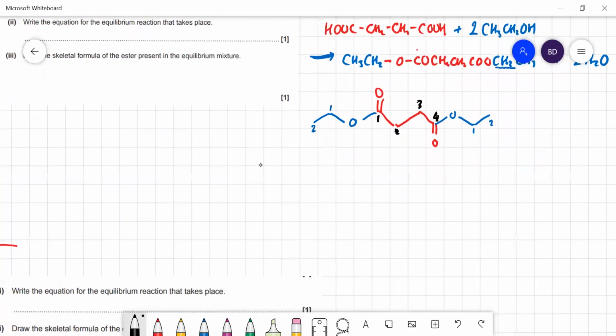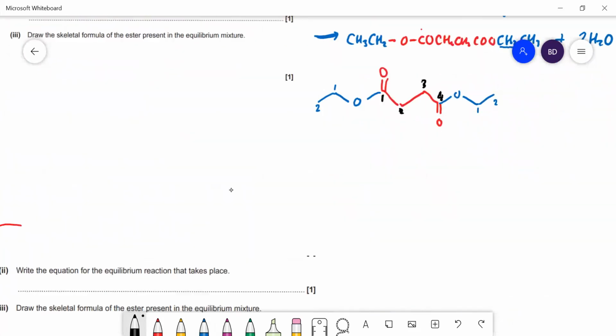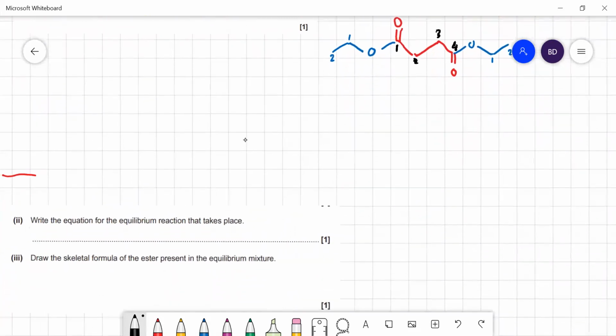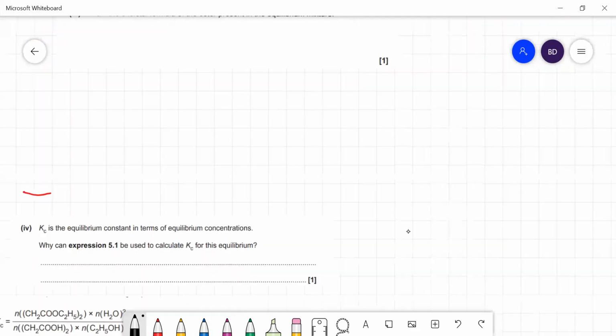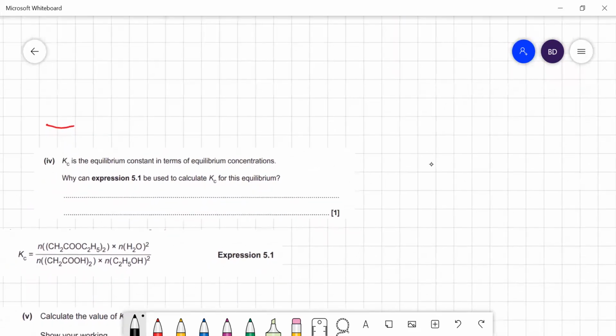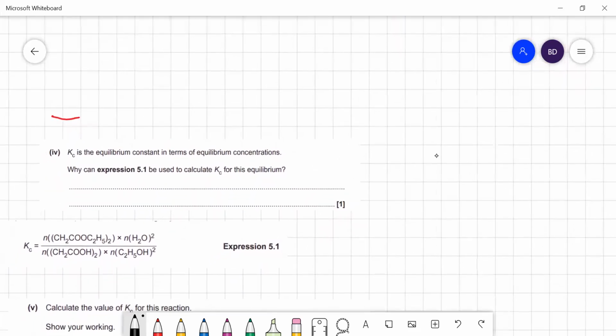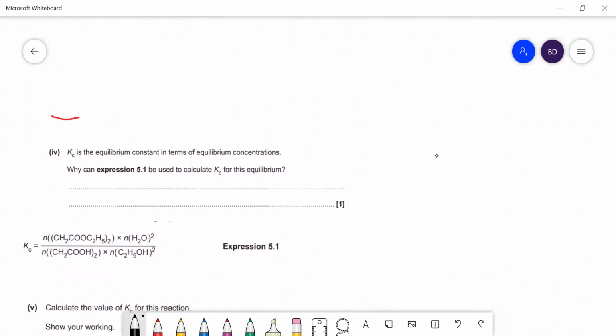Right, now, okay. Well, I've done that. Sorry, that's repeated twice for some reason. Right, and then, Kc is the equilibrium constant in terms of equilibrium concentrations. Why can expression 4.1, 5.1 be used in this case?